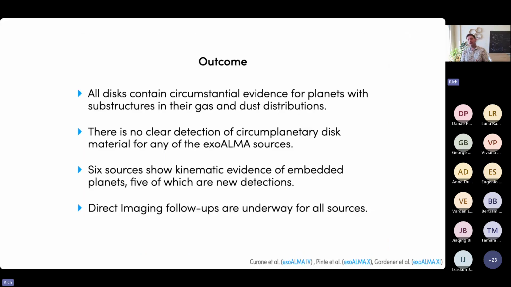So with that data set, we're able to constrain or sort of provide circumstantial evidence for where planets should be based on the gas and dust distributions. We don't see any clear evidence of circumplanetary disks, but as I say, the data is not really taken for that, so I wouldn't weigh that too much. We see a huge amount of velocity structure in these disks. We would argue that perhaps 6 of them show the features consistent with embedded planets. And we've got many other works trying to do this in a more systematic way. And of course, we've got lots of direct imaging campaigns to try and find other evidence of these planets based on sort of their optical emission that we're seeing.